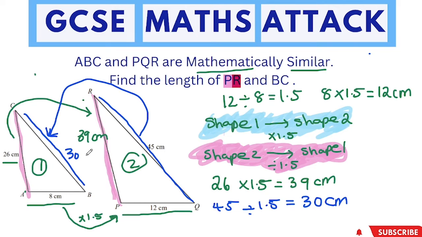So I know that this is going to be 30 centimeters, and it makes sense because the shape is getting smaller, so you're going to divide it by 1.5.